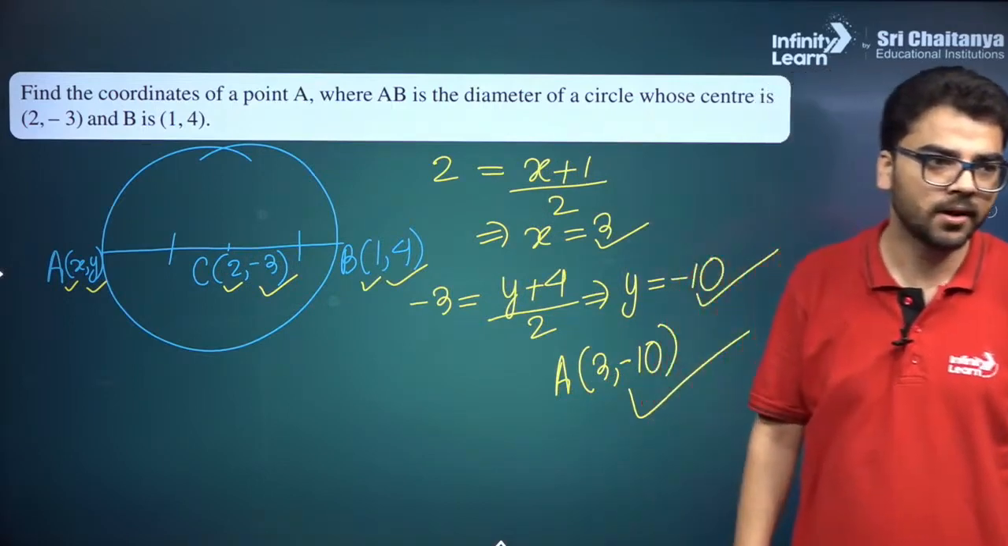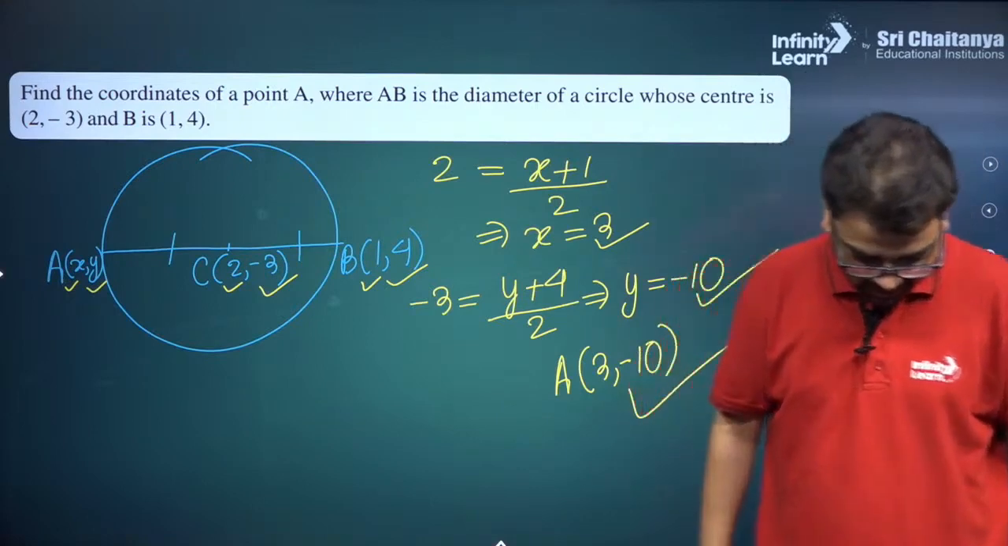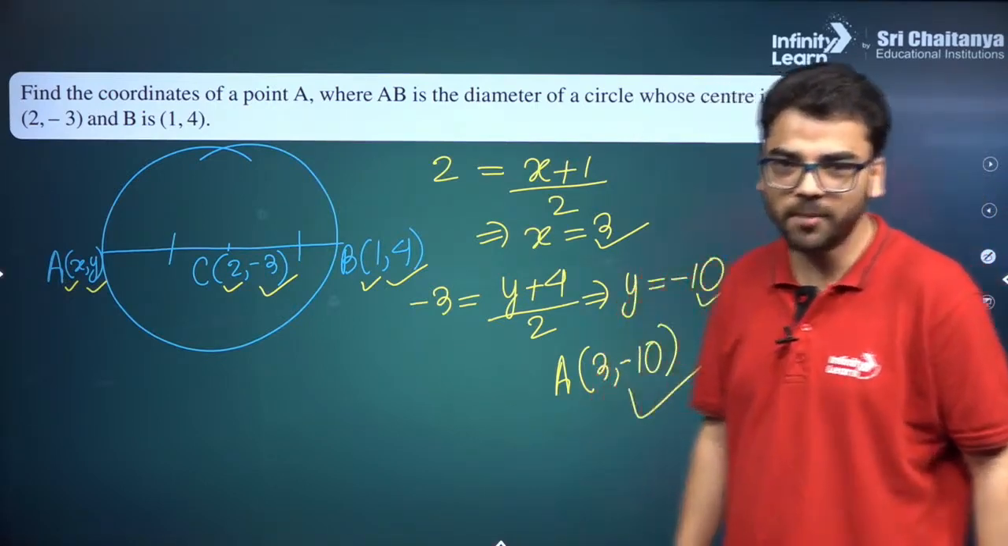Is it clear, Shubham? Okay, no problem, Deen Bandhu. I think there is some kind of ants over here. 3 comma minus 10 is the answer. Okay, no problem, Deen Bandhu.